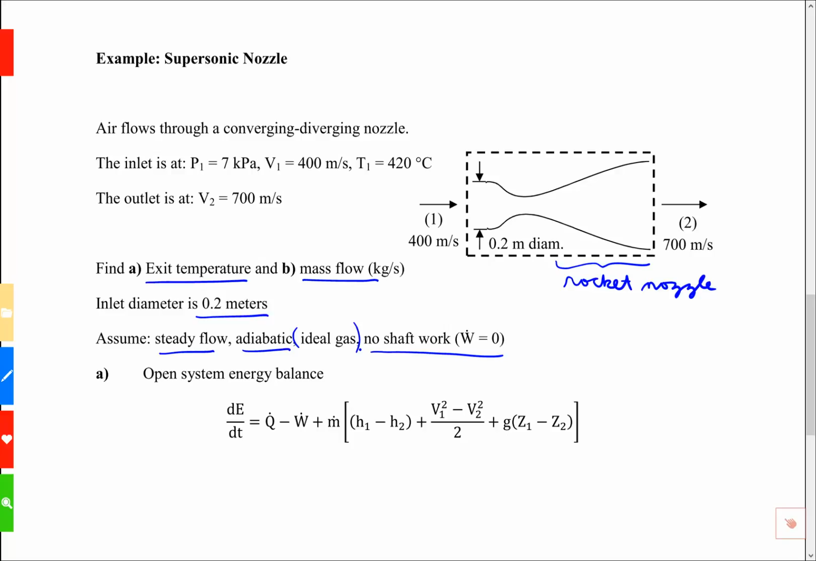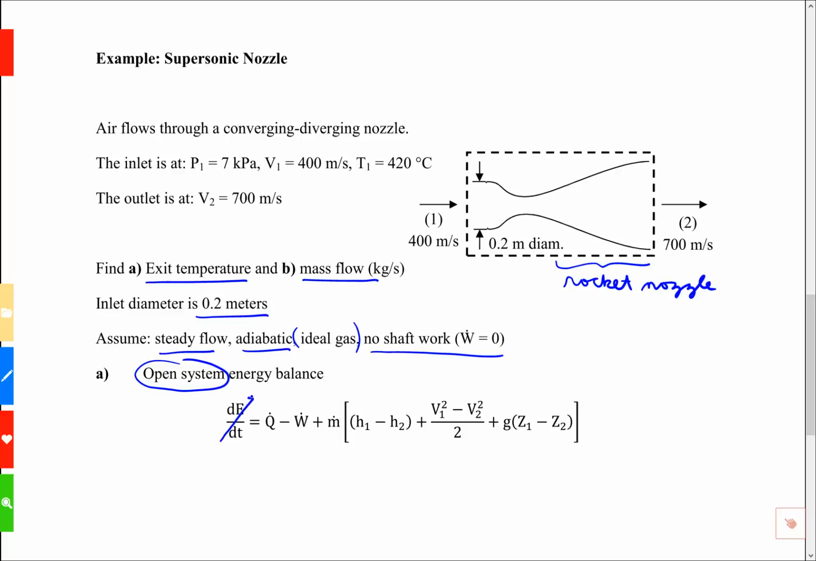Now, to solve this problem, we're going to use an open system energy balance, and that says that the time rate of change of energy is equal to the heat rate minus the work rate plus the mass flow times several things: enthalpy change, kinetic energy change, and potential energy change. Let's use our assumptions and simplify this thing.